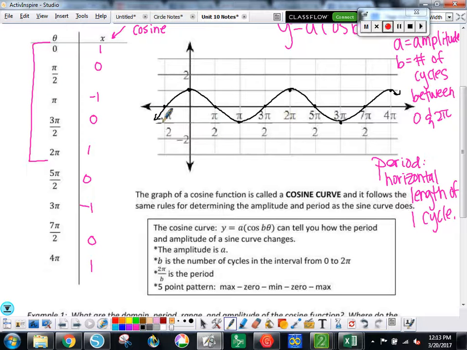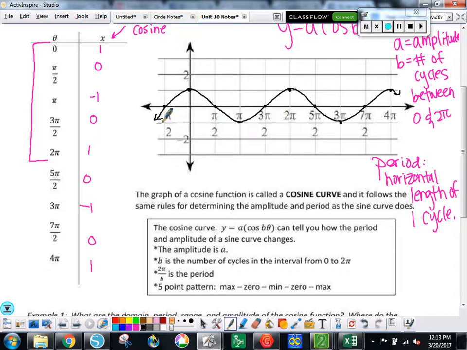If I were to shift this cosine function over just a little bit, one box, it would look like the sine function, right? The cosine starts at 1, the sine function starts at 0. Memorize.